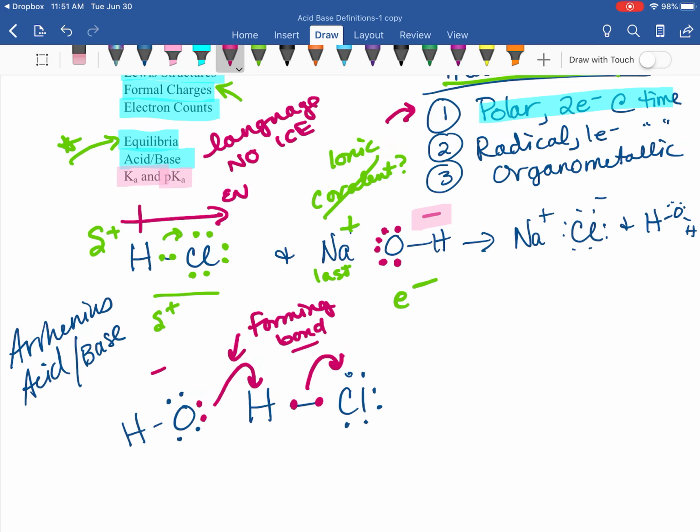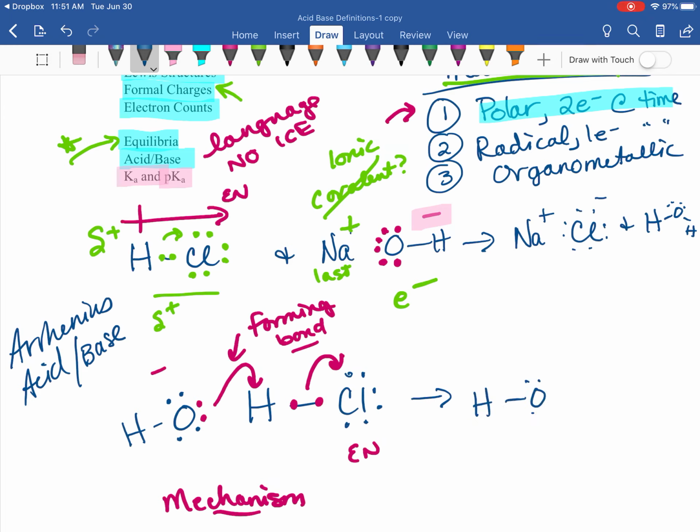And that is okay because chlorine is far more electronegative than hydrogen. So what we just drew was our first mechanism. Now we're not quite done. Let's turn right around and draw what happens.